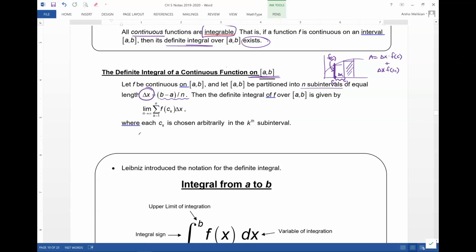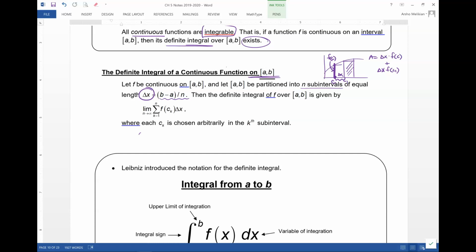So the total area is delta x times f of c plus delta x times f of c1, and if there were more, delta x times f of c2, delta x times f of c3, all the way to n. So I can list them like this, plus, plus, plus, or I could write it as a summation. So let's ignore the limit for a minute. How do I write the summation? It's delta x times f of c, and then I add them all up from 1 to n.